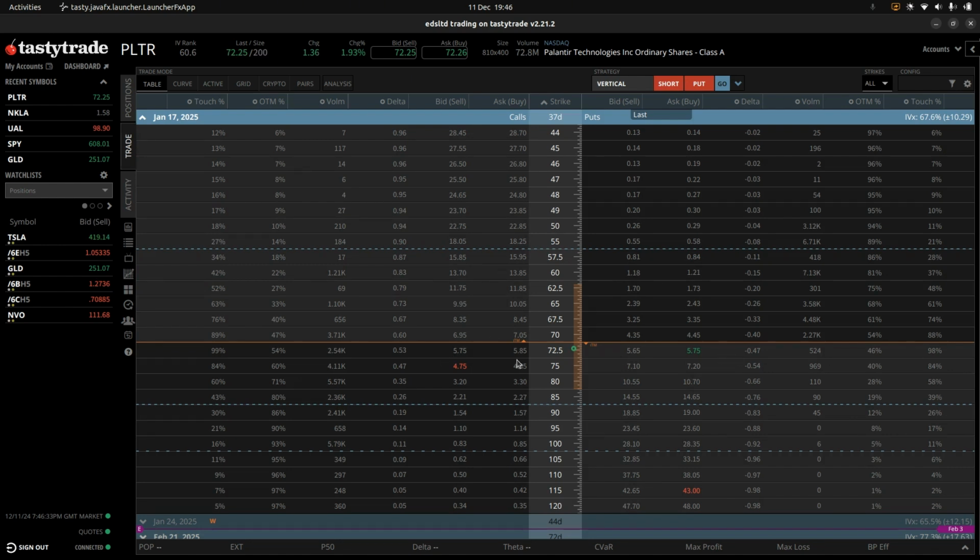We've got calls on the left, puts on the right. This horizontal orange bar shows you where price currently is with respect to your strikes. These numbers here are your strikes. The strike is basically the number on the contract. And your vertical orange bar here shows you the expected move of Palantir over the next 37 days.